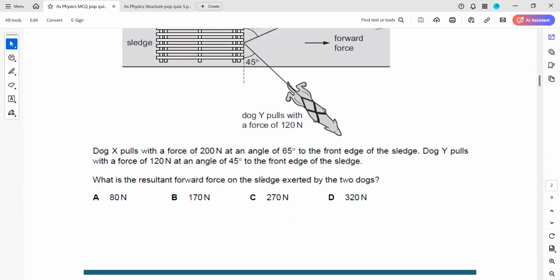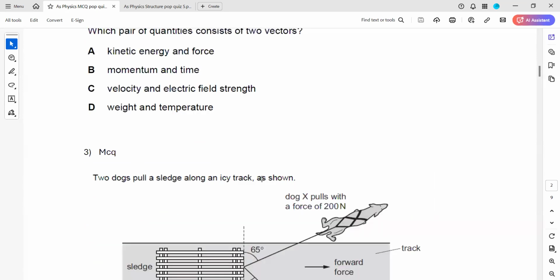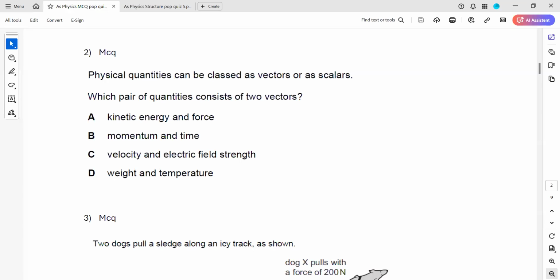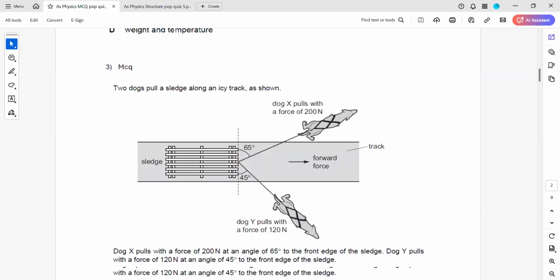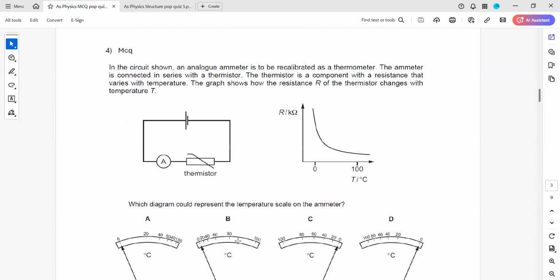Question two, three, any doubt? Question two or question three, any doubt? This is a weekly pop quiz. If you have doubt, you can mention your doubt. Question four, five, any doubt? Question four or question five? Question four? Okay.